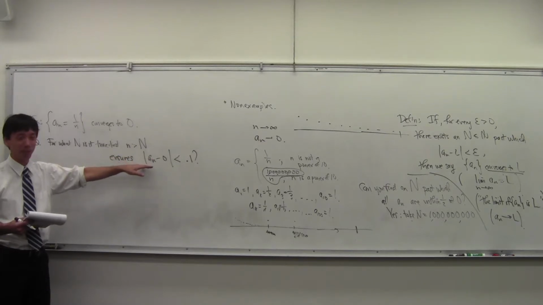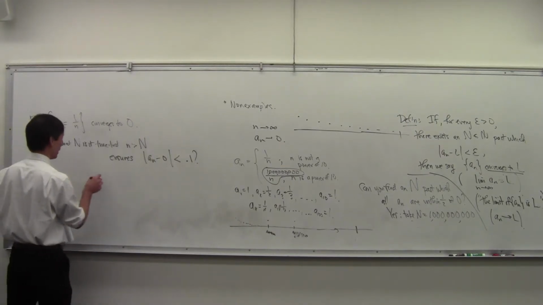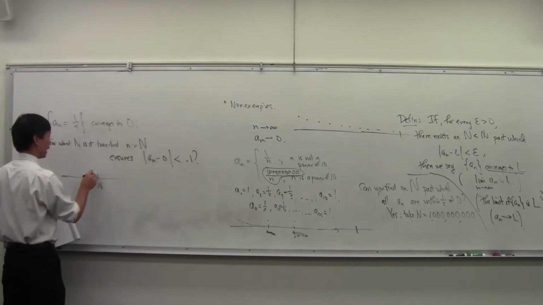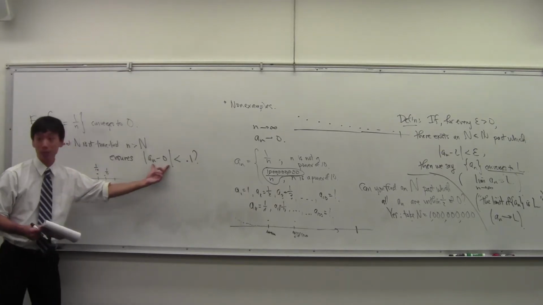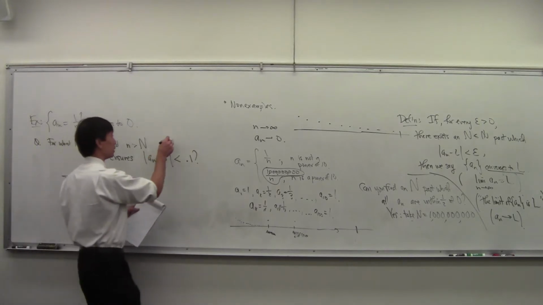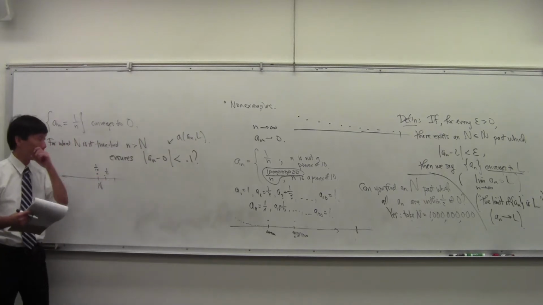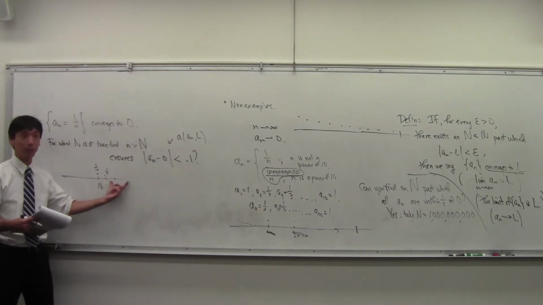Turn to somebody nearby and say, it's this. Capital N is 10, right? And because of that, you know that at 10, your value is 1/10. And if you're past 10, then your value is smaller than 1/10. Remember, this is a distance: the distance of a sub n to the limit is smaller than 0.1. As long as we're past this point, everybody is within 0.1 of 0.